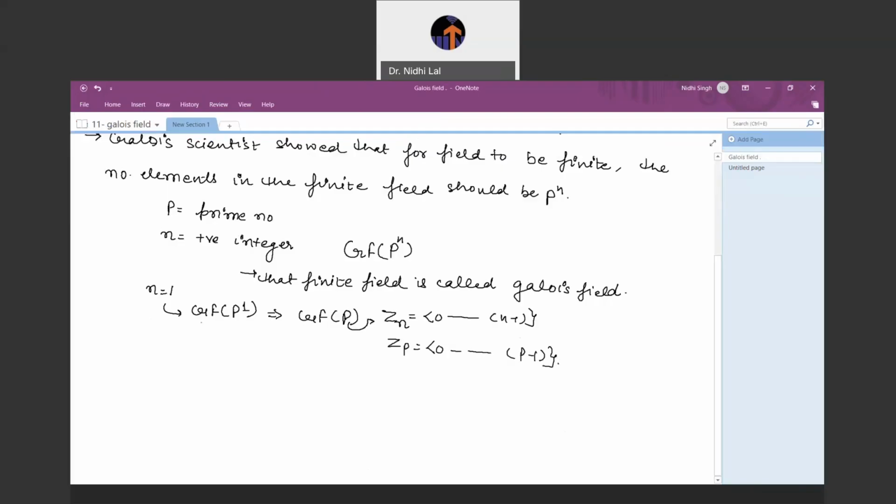And now the Galois field supports two operations. The first one is called addition and the second one is multiplication.